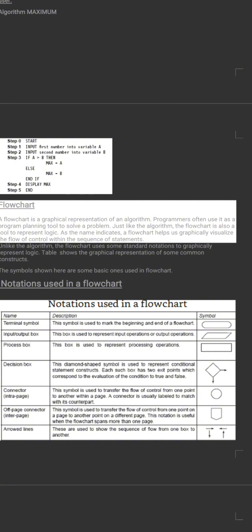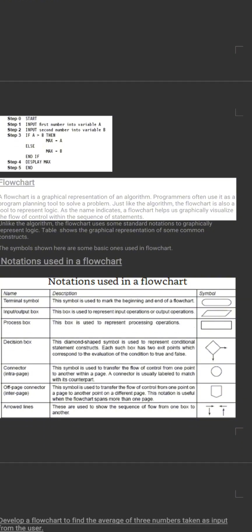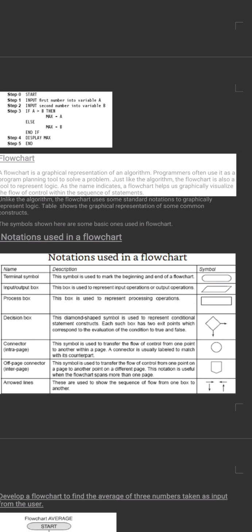The second one is the parallelogram, and it is used as an input or output box. This box is used to represent an input operation or output operation. The third symbol is the rectangle, and it is the process box. This box is used to represent processing operations. The fourth one is a diamond symbol with arrow marks, that is, the decision box. The diamond shaped symbol is used to represent conditional statement constructs. Each such box has two exit points, which correspond to the evaluation of the condition as true or false.